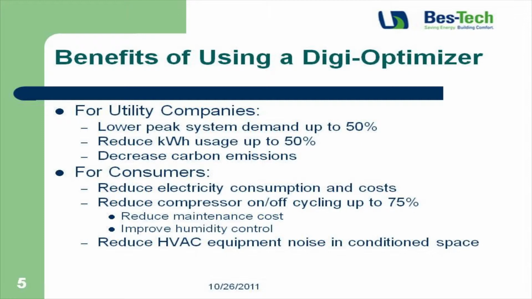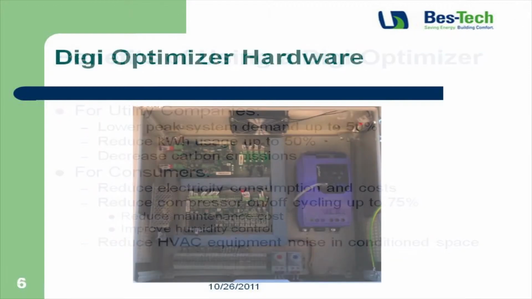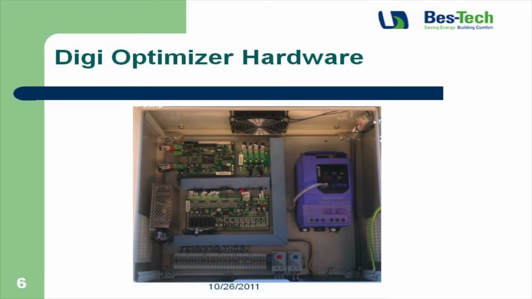It reduces the kilowatt energy consumption by up to 50%, and from the standpoint of utility companies, they don't have to generate as much electricity. For the consumer, it reduces electricity consumption and costs, reduces the compressor cycling by up to 75%, therefore it will reduce the maintenance cost, improve the humidity control, and reduce the equipment noise in the conditioned space. This is sold as a package unit.